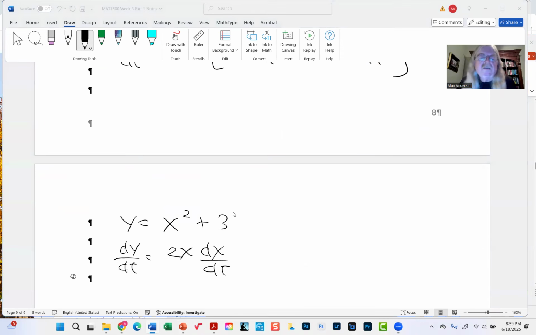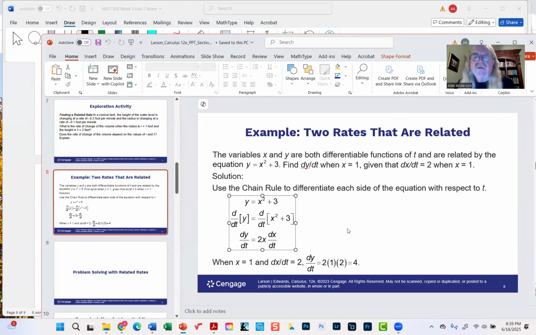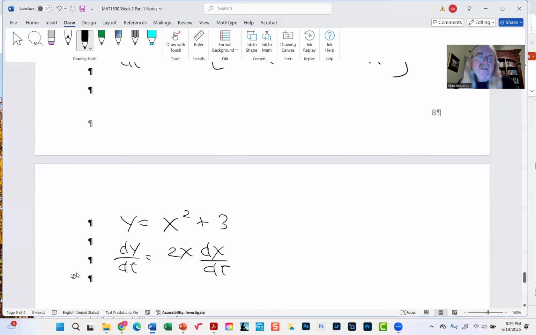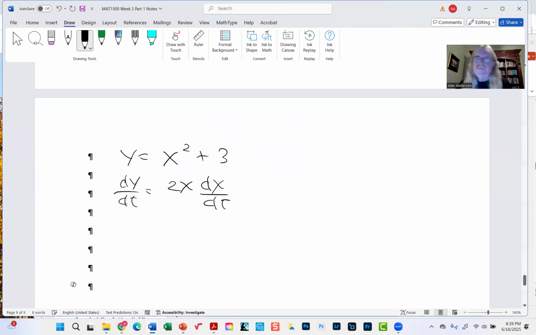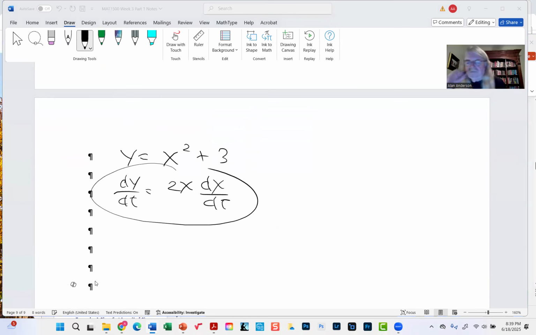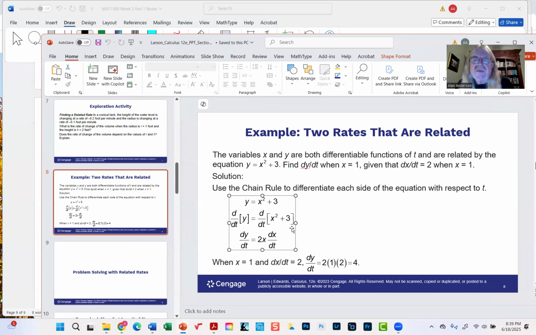Now, the 3 is a constant. Any way you look at it, it's just going to drop out. So this is it. We're done. And here they're giving us some specific values. If we're assuming that x is 1 and dx dt is 2, that means we can solve for dy dt, which is 4.